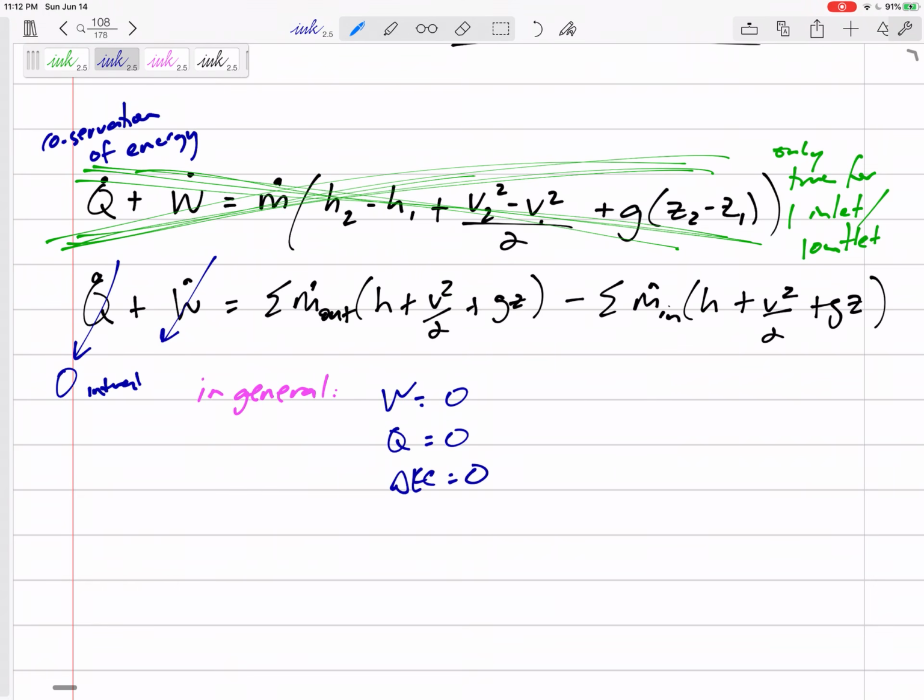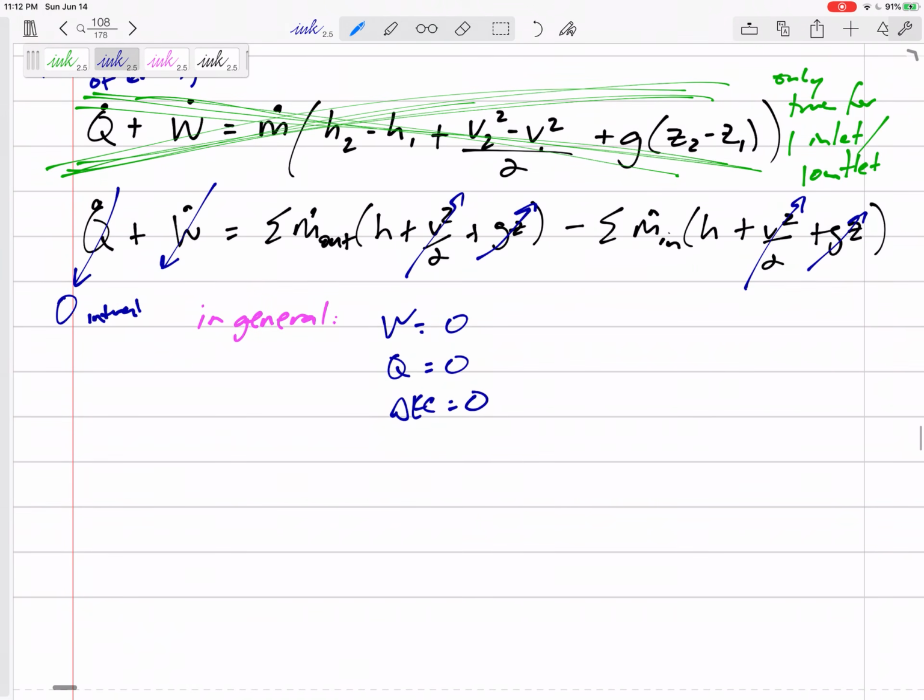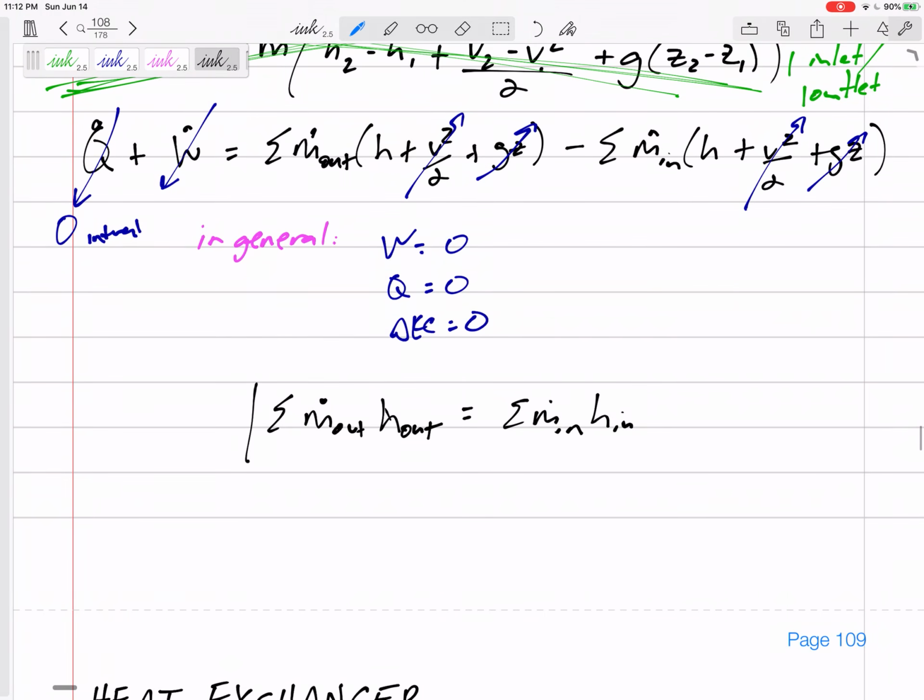Kinetic energy is 0. So don't worry about kinetics. Don't worry about potential energy. Do you see what this really boils down to? The m dot out H out equals the m dot in H in. There we go. So that is our equation in general for a mixing chamber.